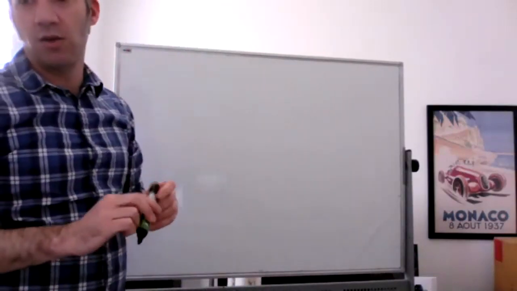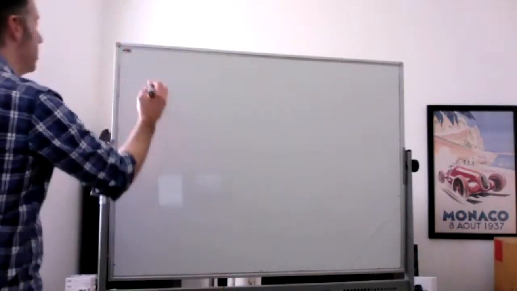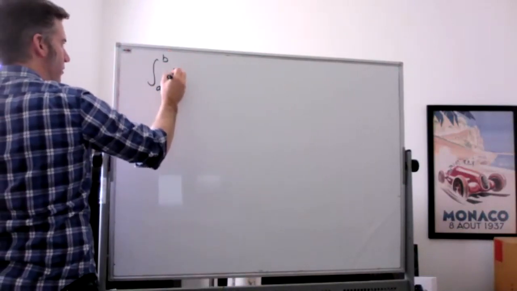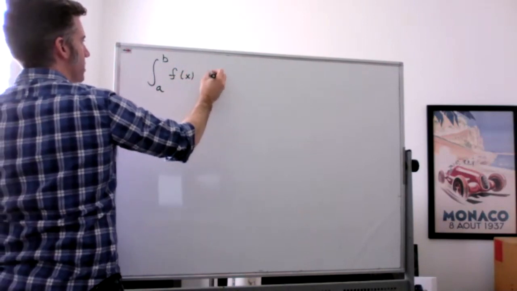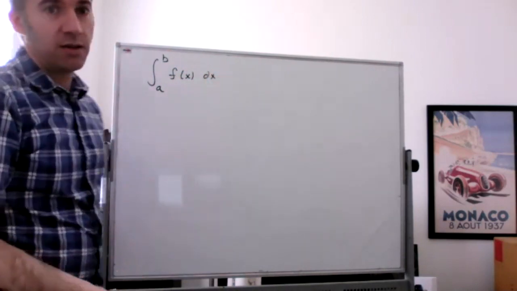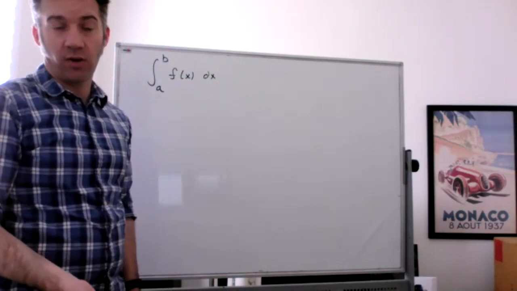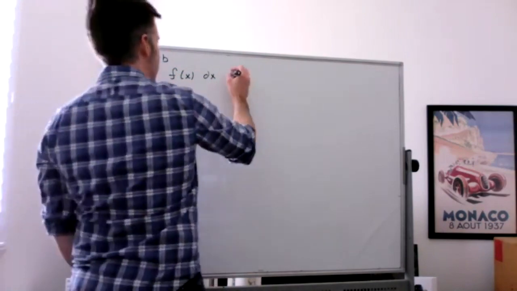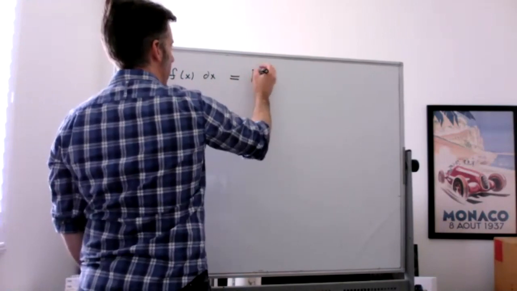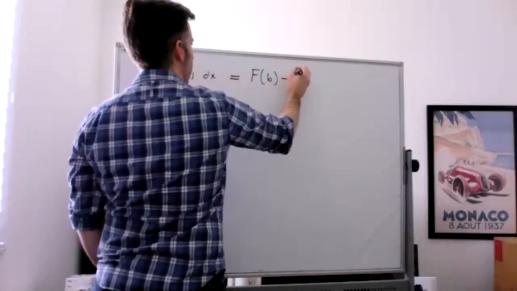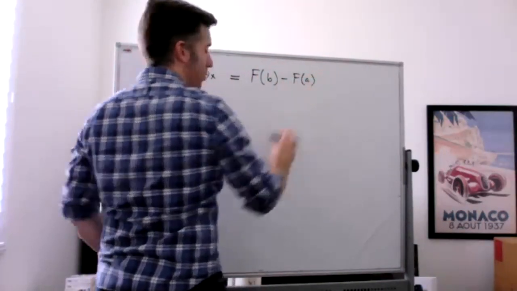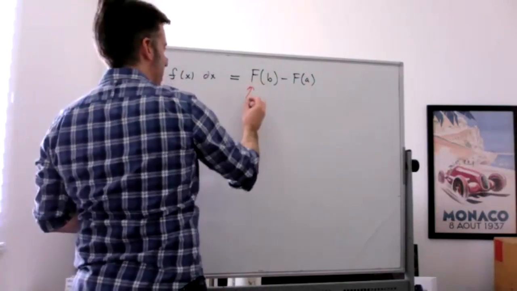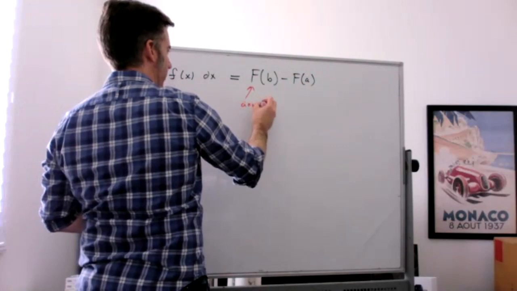So here is the notation we're going to use. The integral from a to b of f of x dx, meaning the net area under the curve f of x between a and b, is going to be equal to capital F of b minus capital F of a, where capital F is an antiderivative of little f.